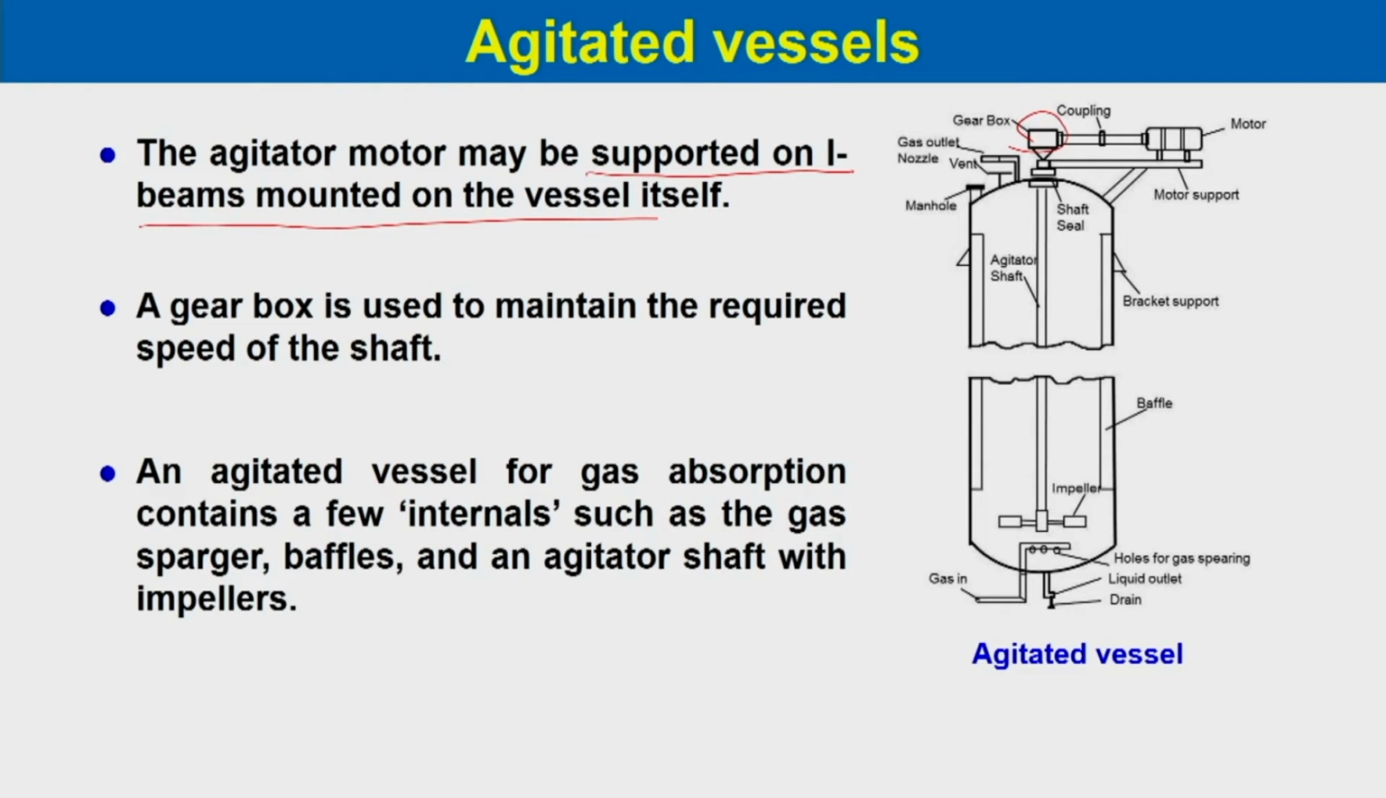Then an agitated vessel for gas absorption contains a few internals such as the gas sparger, baffles and an agitator shaft with impeller. These are the internals, which are already discussed, and you have a gas sparger over here and you have an agitator shaft, impeller as well as baffles. So, these are vessel internals.